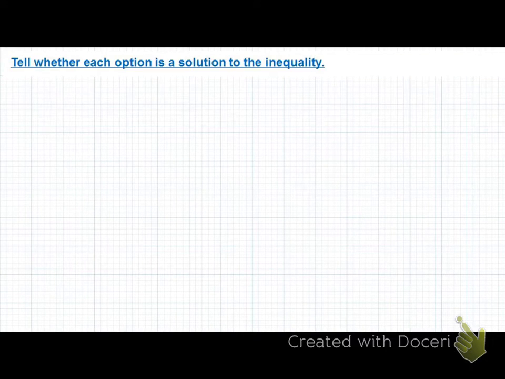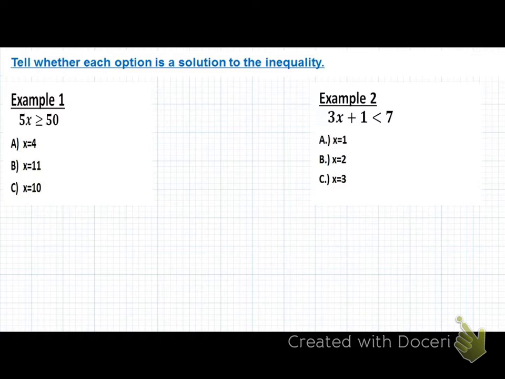We're going to check to see if each option is a solution to the inequality. So we're going to look at two examples. There are like 3 sets of numbers in each of these examples, which is okay. We notice that it says 5x is greater than or equal to 50 on number 1. So if instead of x, let's say I put in 4 into this, does it make logical sense? I can put 5 times 4 is greater than or equal to 50. And I ask myself, 5 times 4 is 20. So is 20 greater than or equal to 50? Does it make logical sense?